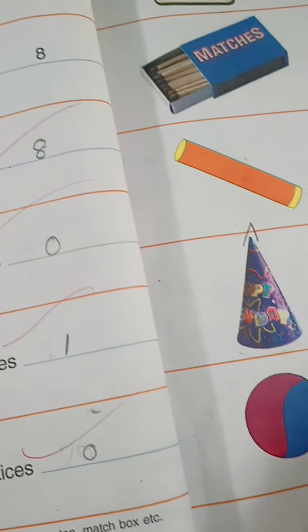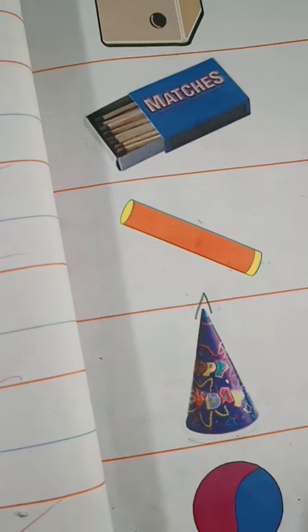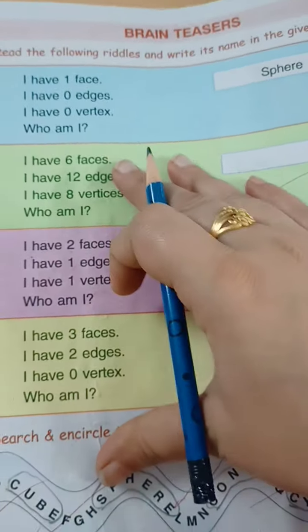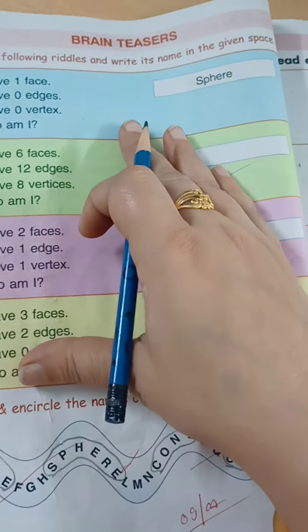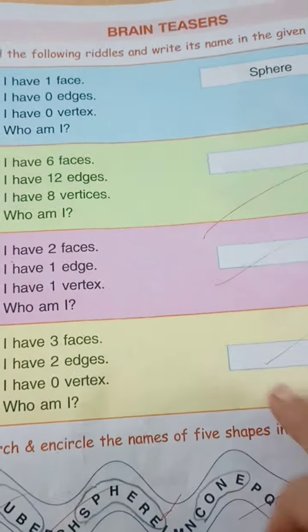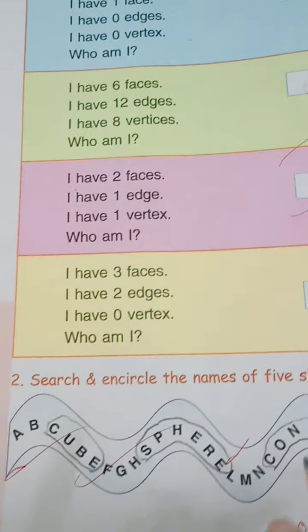So dear students, do these 2 pages in the math book. Next page is page number 70, brain teaser. You will do this yourself. Write the names of these shapes in the given space. So you will do this page yourself.